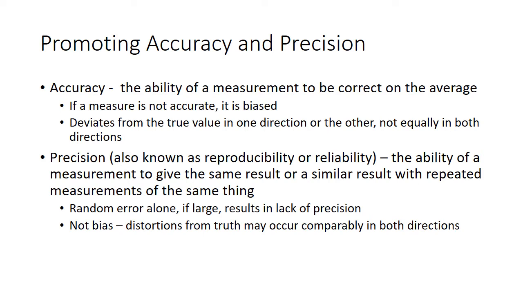Typically what you'll find is that if it's random error alone, especially if it's a large amount of random error, you're going to have a big lack of precision. I'll show you a picture here in just a second. But you're going to notice here that there's not really a specific bias when you have a lack of precision, because you can find that the distortions from the actual true values may occur comparably in both directions, essentially.